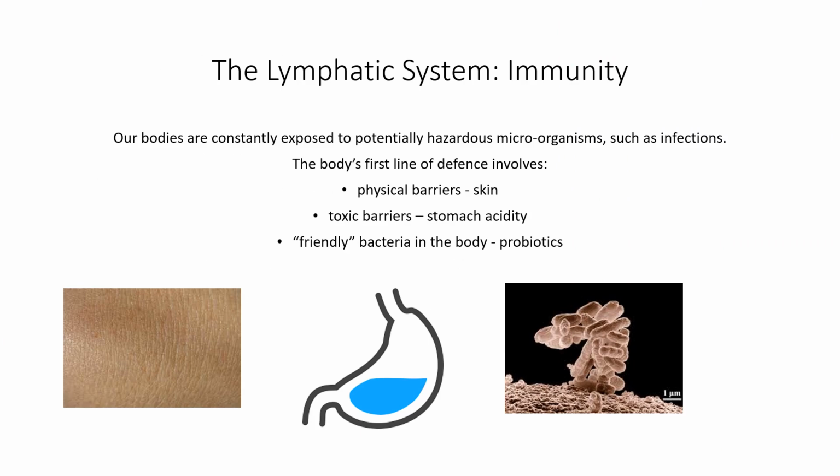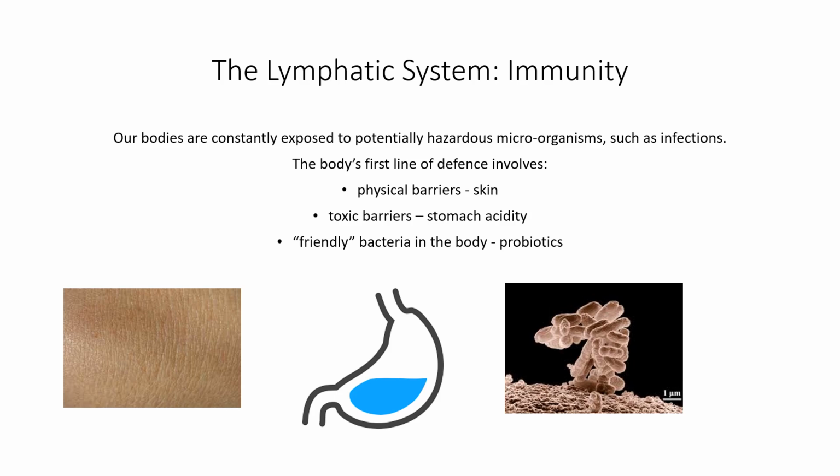Okay, so immunity. So this is obviously where we're really getting to the nitty-gritty of this now. Our bodies are constantly exposed to potentially hazardous microorganisms such as infections. The body's first line of defense involves physical barriers such as skin, toxic barriers such as stomach acid, and friendly bacteria in the body which are probiotics. So these are the three key prongs, or three parts of the trident, that make up our immune system.